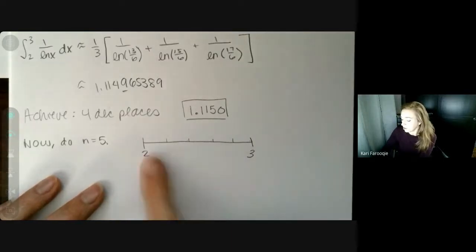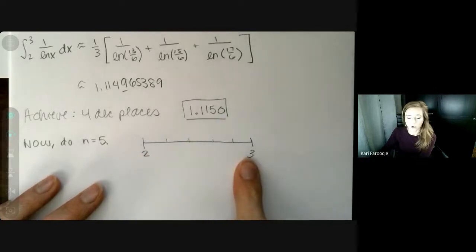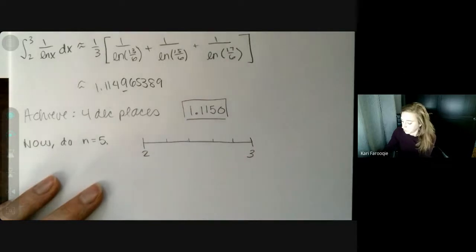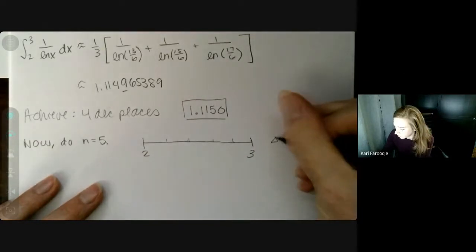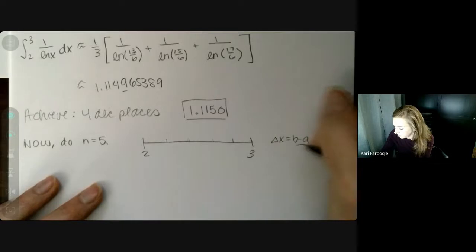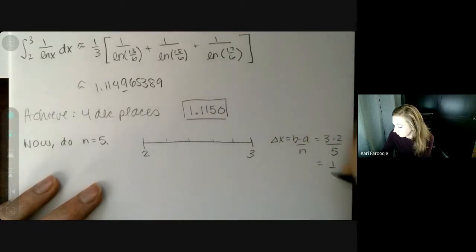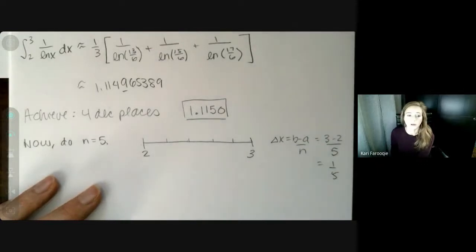Now, this is 1 unit from 2 to 3. 1 divided by 5 is 1/5. Remember that you can always look at your delta x, which is b minus a over n, which in this case is 3 minus 2 over 5, which is 1/5. Now, the nice thing about working with 1/5 is it's a terminating decimal. Last time we were working with 1/3. 1/3 is not a terminating decimal. 1/5 is. 1/5 is the same as 0.2.